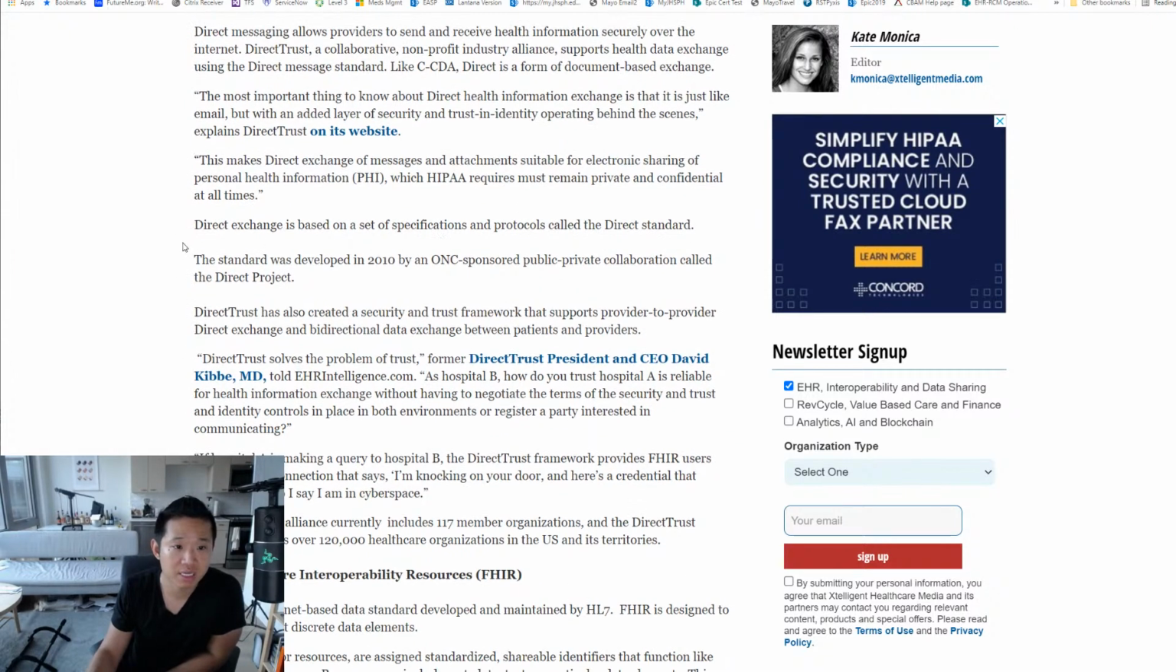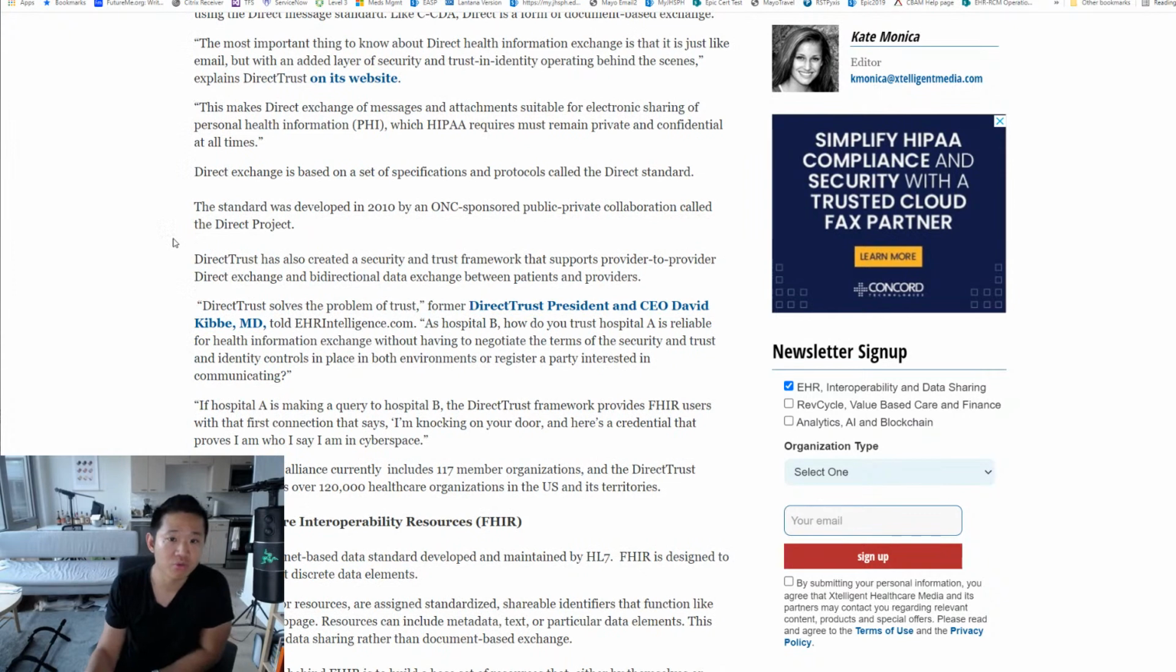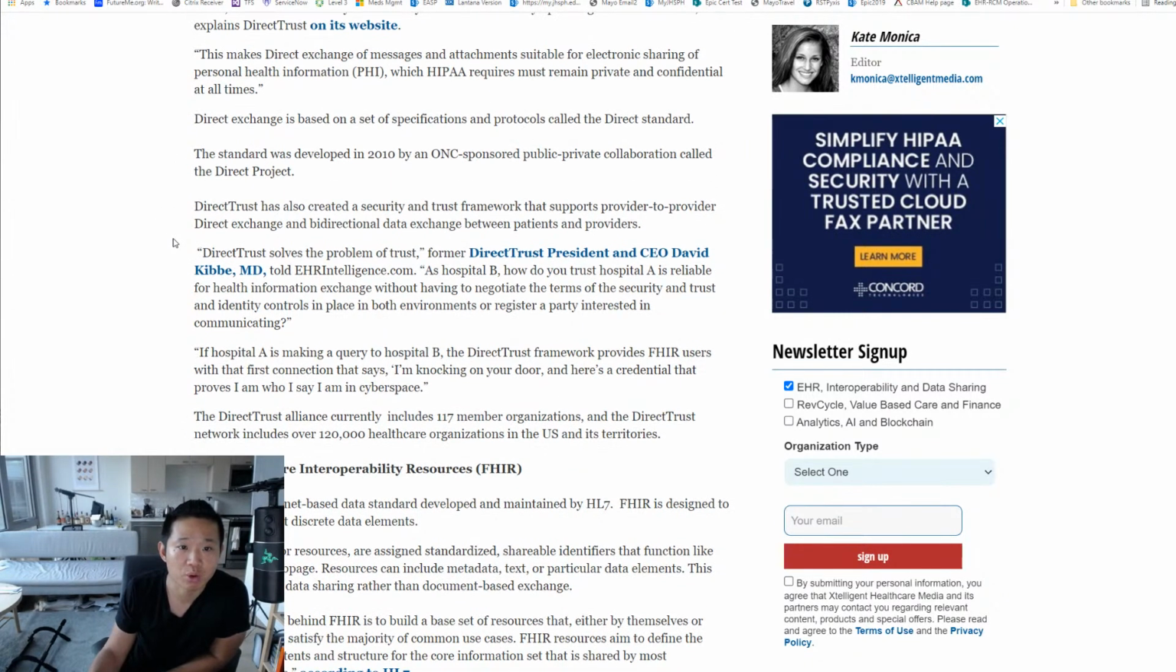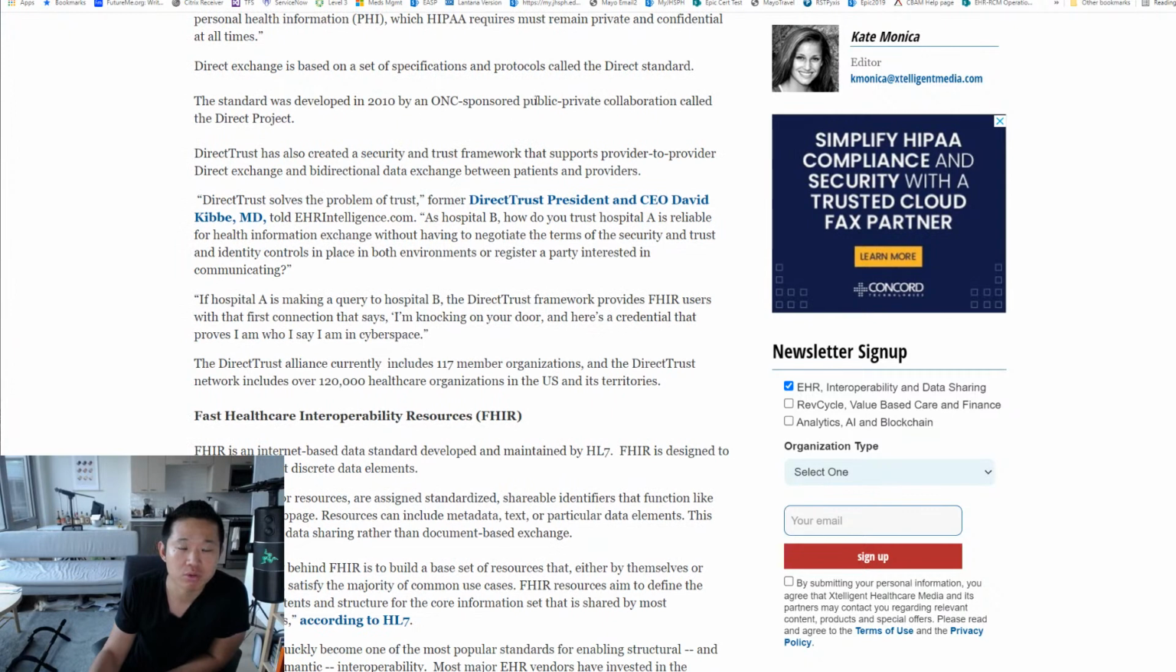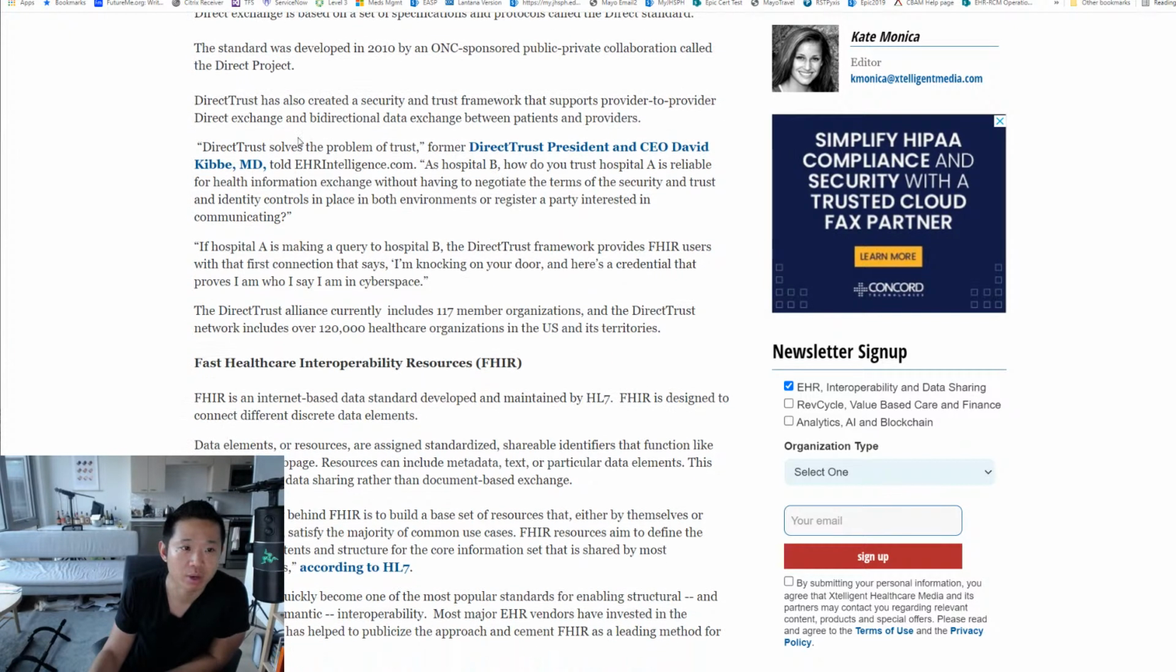This makes direct exchange of messages and attachments suitable for electronic sharing of personal health information, PHI, which HIPAA requires must remain private and confidential at all times. Direct exchange is based on a set of specifications protocols called the Direct Standard. The standard was developed in 2010 by an ONC-sponsored public-private collaboration called the DIRECT project. Direct Trust has also created a security and trust framework that supports provider-to-provider direct exchange and bidirectional data exchange between patients and providers. Direct Trust solves the problem of trust.